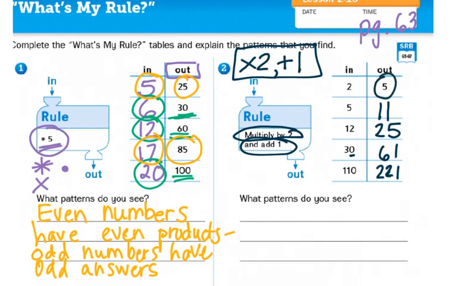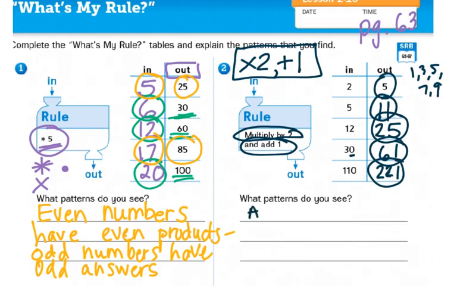Odd number. Odd numbers are numbers that end in 1, 3, 5, 7, and 9. So all output numbers are odd, meaning that they end in a 1, 3, 5, 7, or 9.